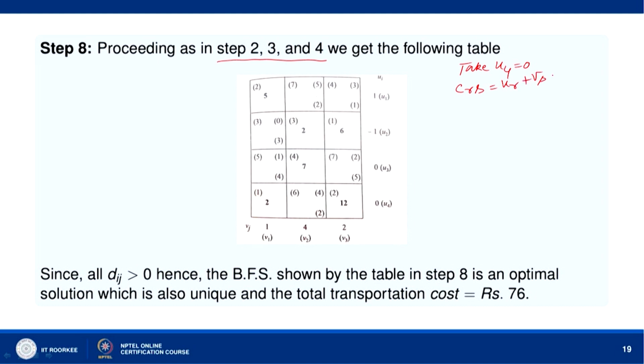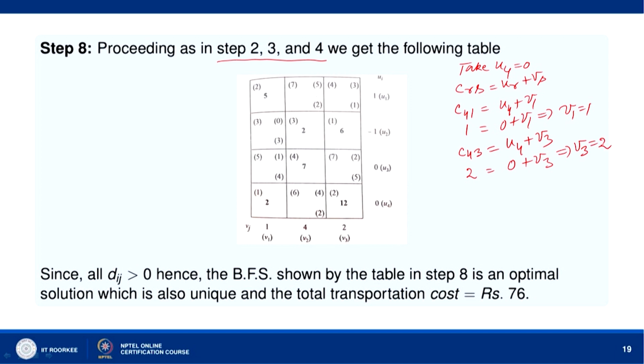First, let us see which one is the occupied cell. Occupied cell is this one, we are giving 2 here, 12 here. So, this is fourth row, first column. So, C41 equal to u4 plus b1. C41 equal to 1. So, 1 equals u4, which is 0, plus b1. So, we get b1 equal to 1. Then we are giving 12 units to fourth row, third column. So, this means C43 equal to 2, u4 plus b3. So, 2 equals 0 plus b3. So, we get b3 equal to 2.